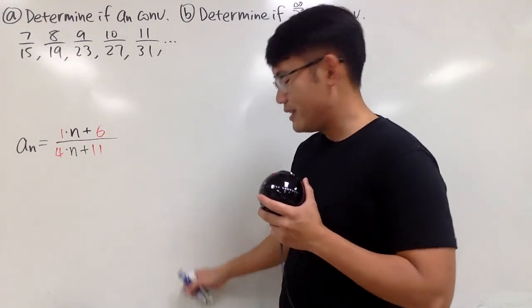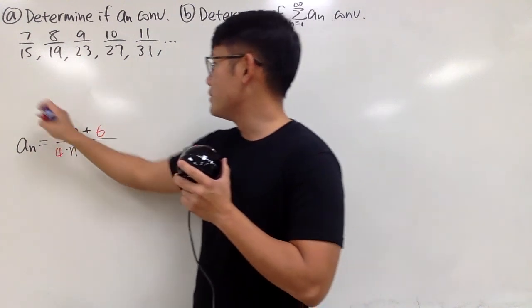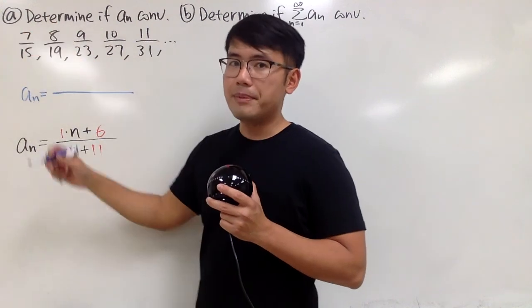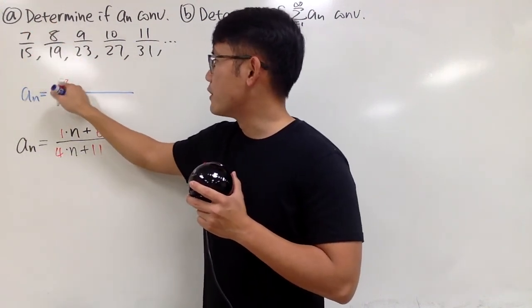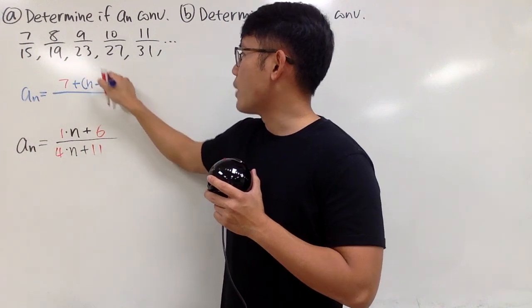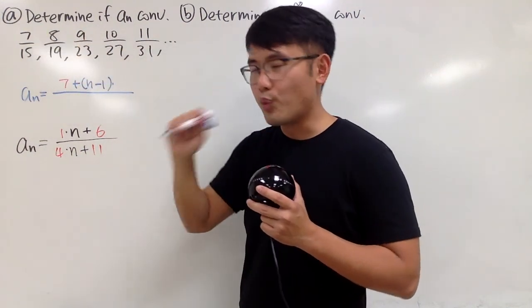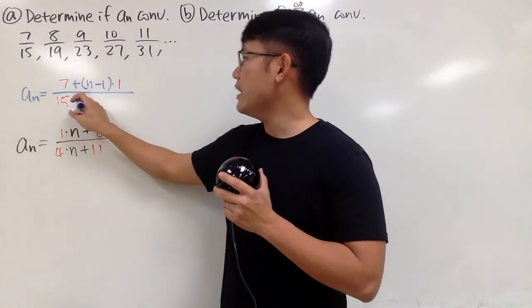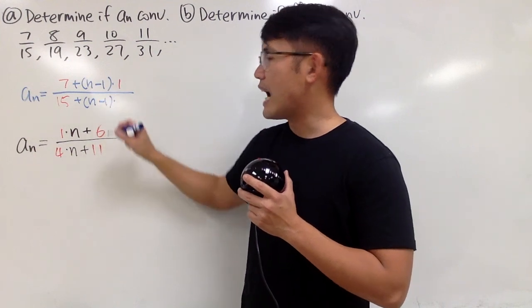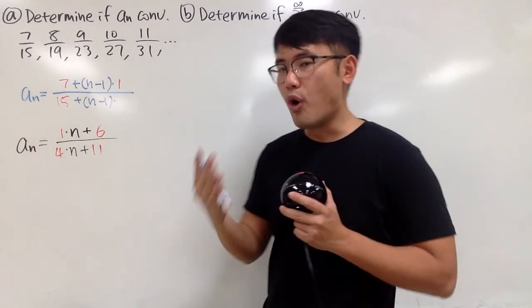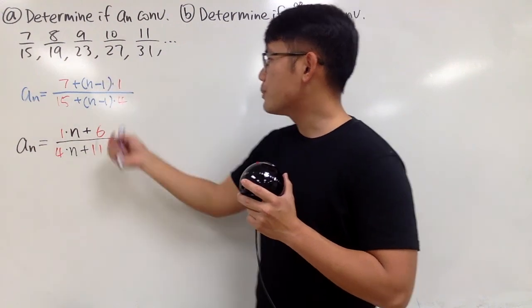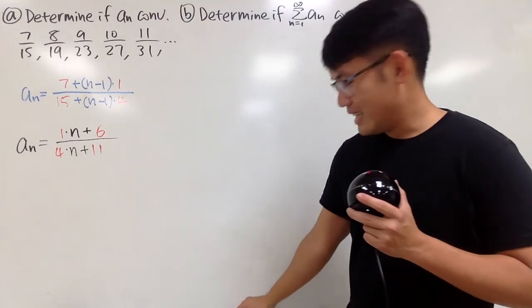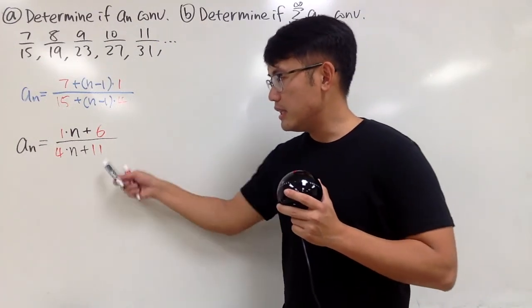And if you would like to use the formula way, let me just write this down right here for you guys. a_n equals, on the top, I will put down 7, which is the first term, and then we add n minus 1 times the common difference, which is 1. And then on the bottom, we put down the first term, which is 15, and then we add n minus 1 times the common difference, which is 4. So you do your algebra, you end up with this anyway, and you can just show me this on the exam. It's much better, in my opinion. All right, this is the a_n formula.